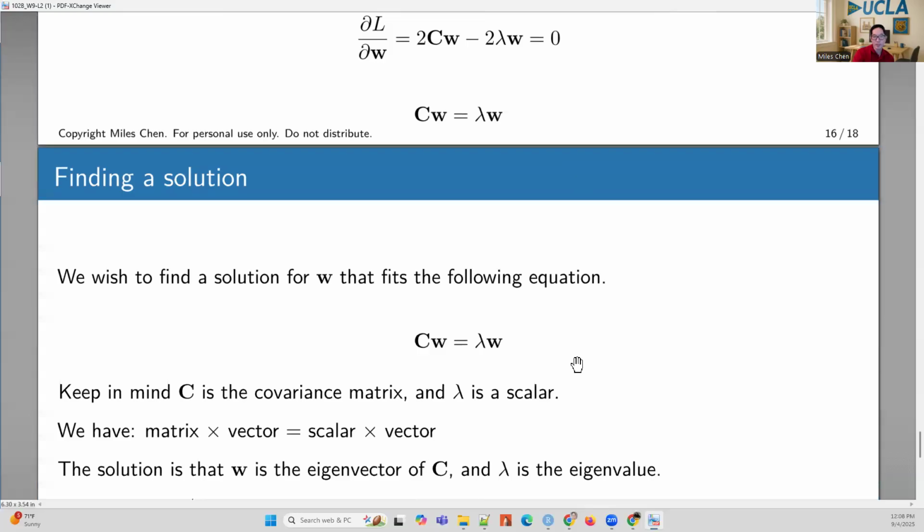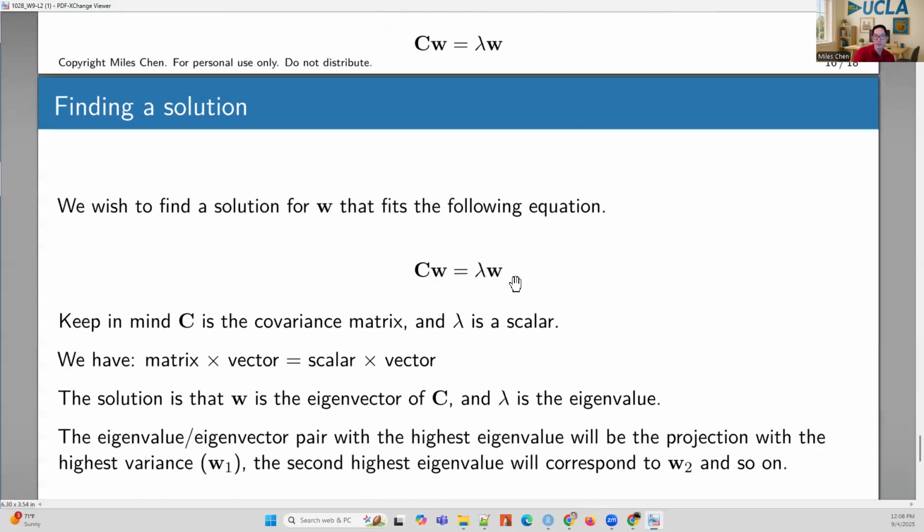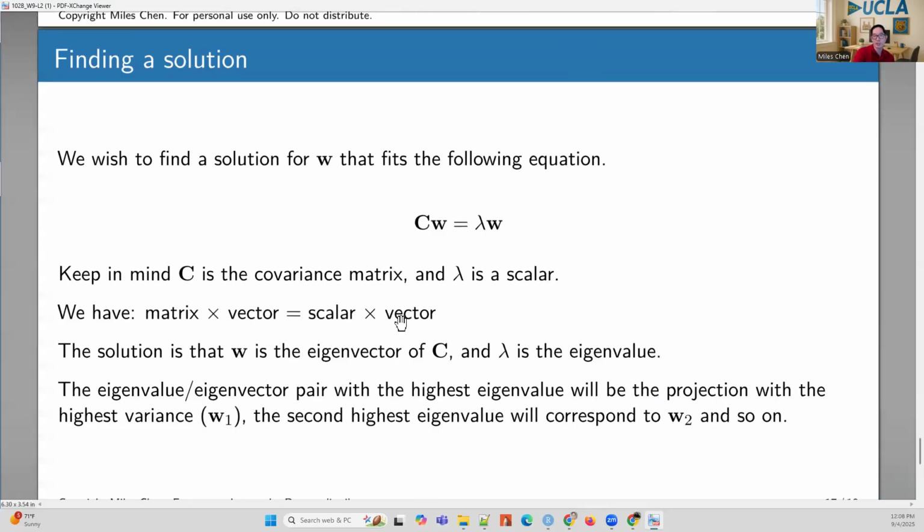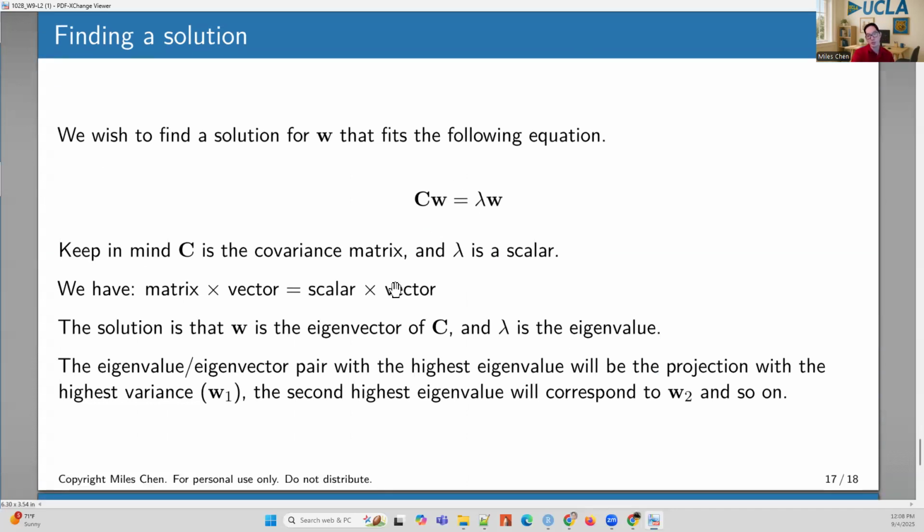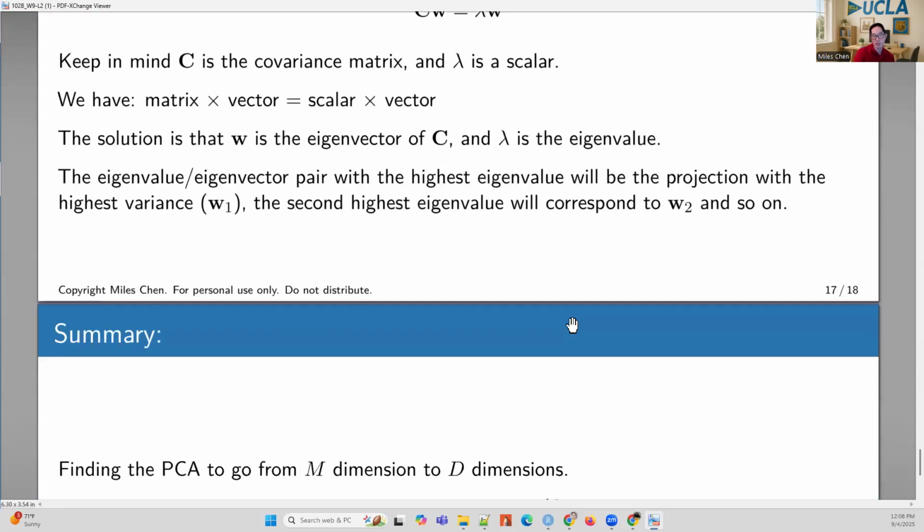Okay, so whenever you have it in this form, matrix times a vector is equal to a scalar times a vector, the solution to that kind of problem is that W is going to be an eigenvector of C, and the corresponding lambda will be the eigenvalue. The resulting eigenvalue-eigenvector pair with the highest eigenvalue will be the projection with the highest variance. And then the second highest eigenvalue will correspond to, say, W2, and so on and so forth.